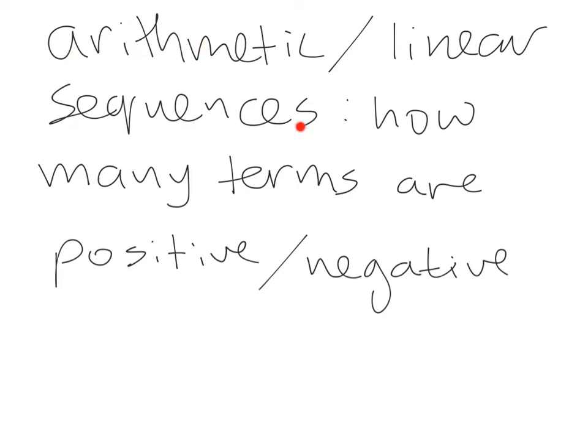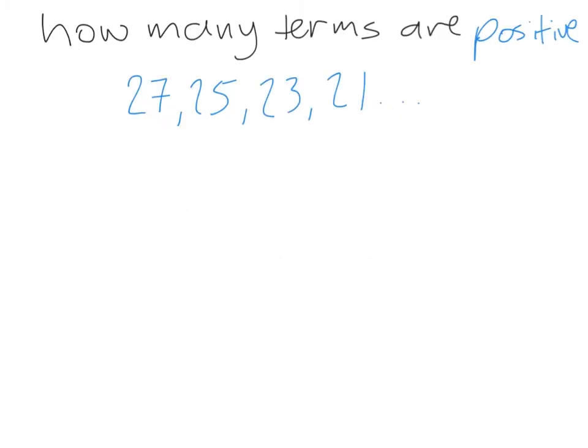Arithmetic or linear sequences, how many terms are positive or negative? We'll use inequalities to work these out. How many terms are positive in the sequence 27, 25, 23, 21, and so on? The first thing we have to realize is that the word positive means greater than 0.